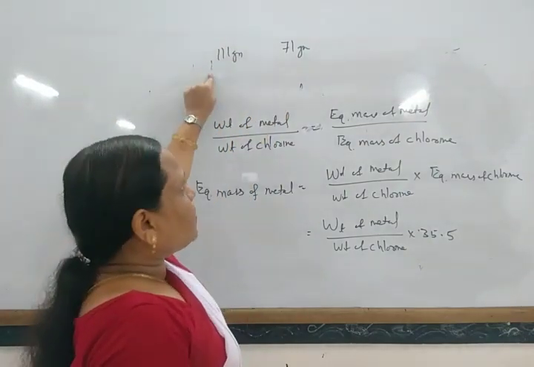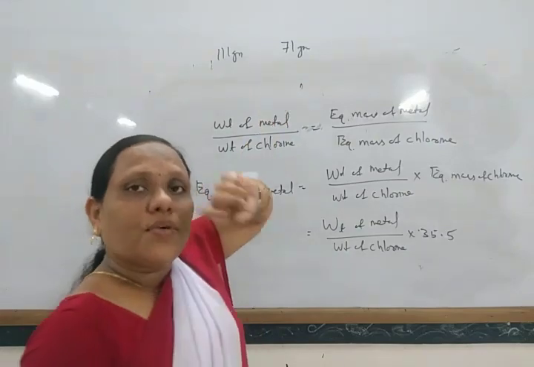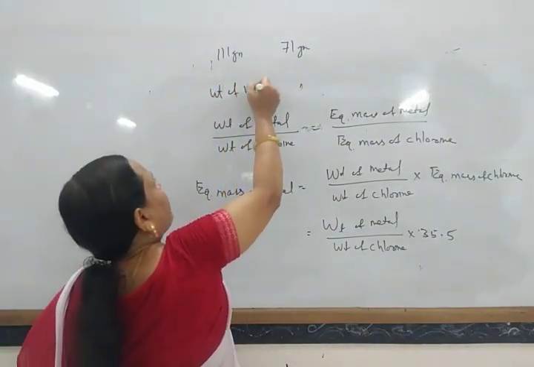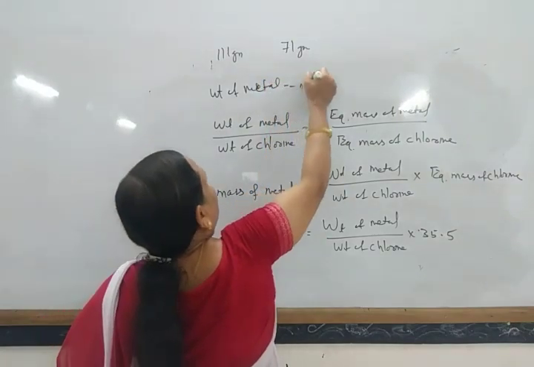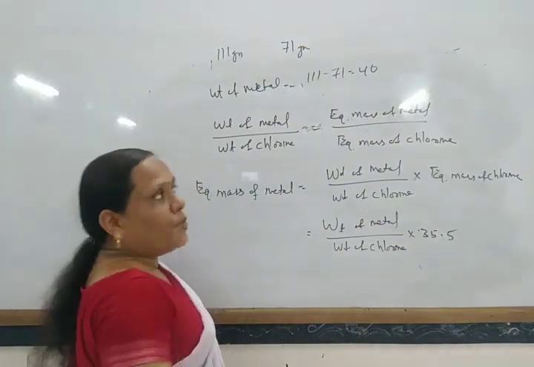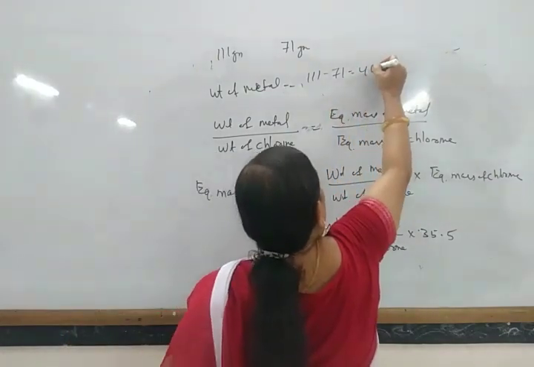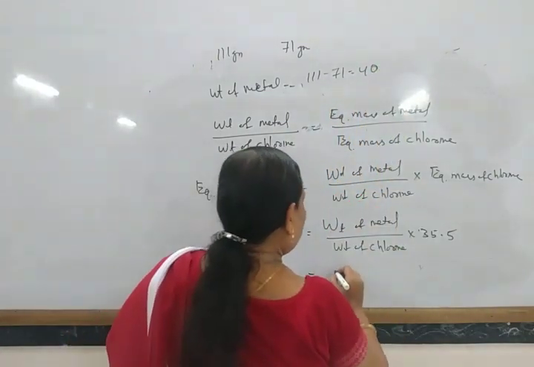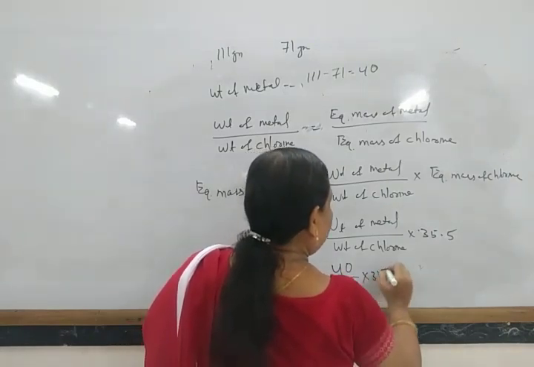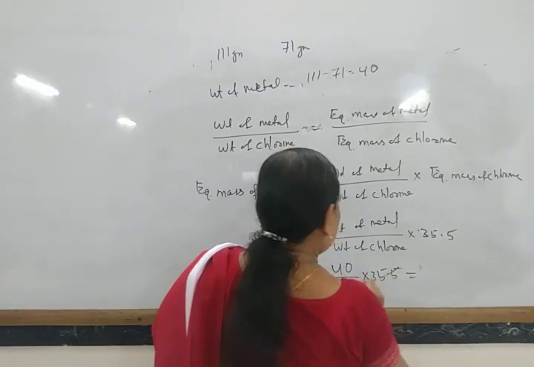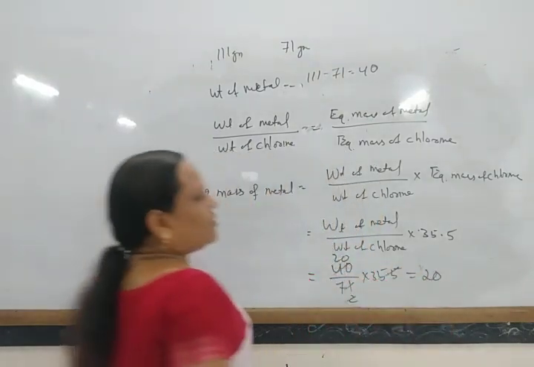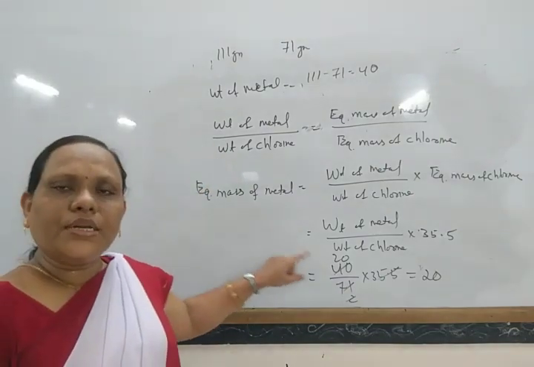As it is metal chloride, what is the weight of metal? So weight of metal is equal to 111 minus 71, that is equal to 40. So in this way, 40 by 71 into 35.5 is equal to 20. Hence, the equivalent mass of the metal is found to be 20.